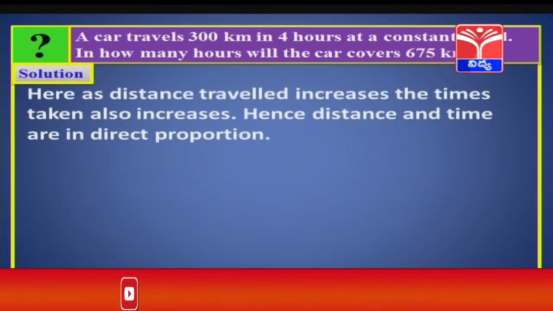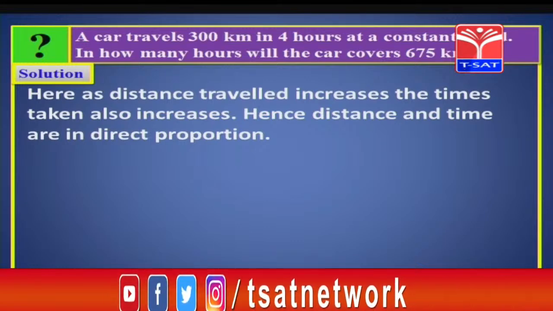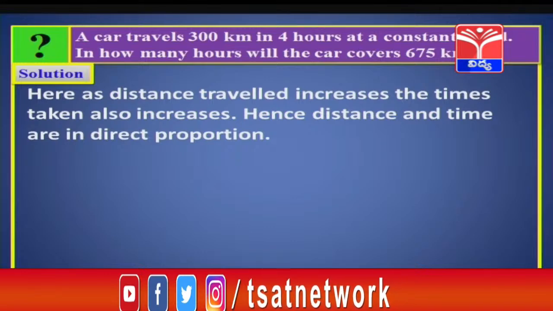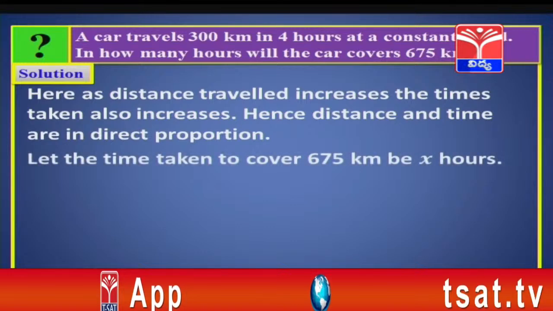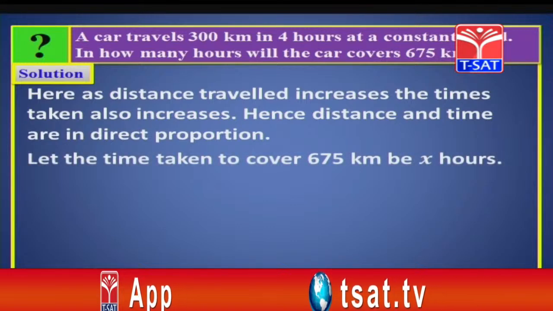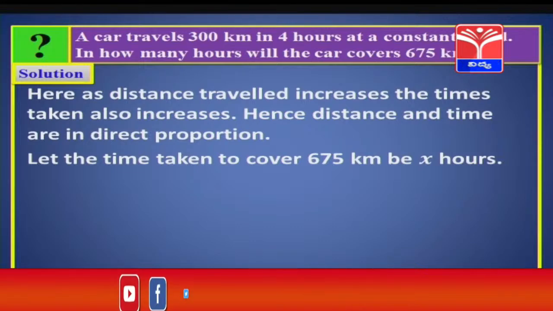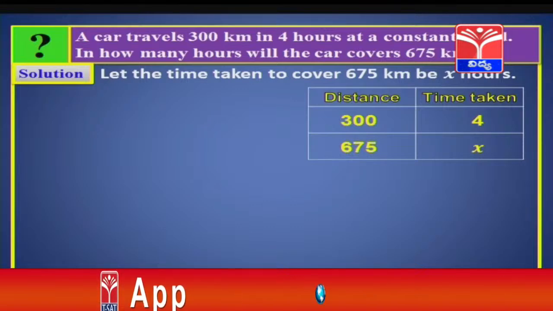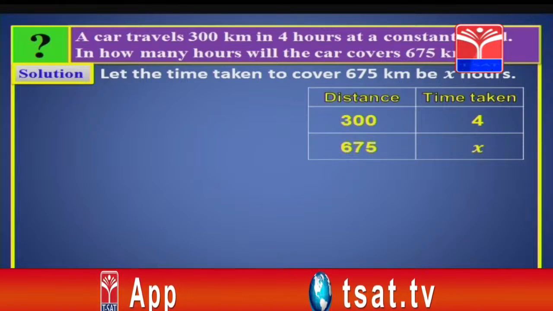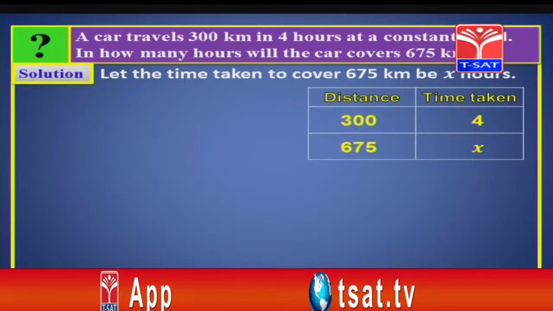So, here as the distance travelled increases, the time taken also increases. Hence, distance and time are said to be in direct proportion. We have already learned this, children. So, here let us assume the time taken by the car to cover 675 kilometers as x hours. And what is given to us? Yes, we are given the distance is 300 kilometers, time taken is 4 hours, and when the distance is 675 kilometers, the time taken is x hours.